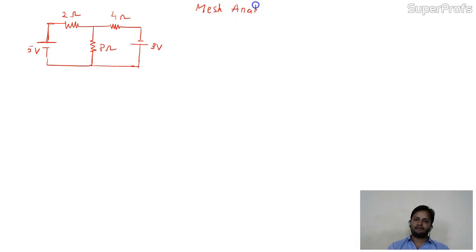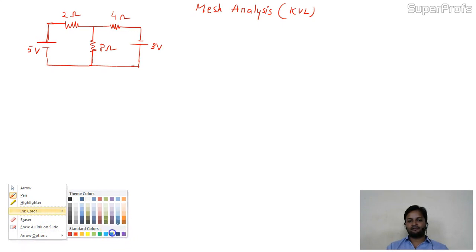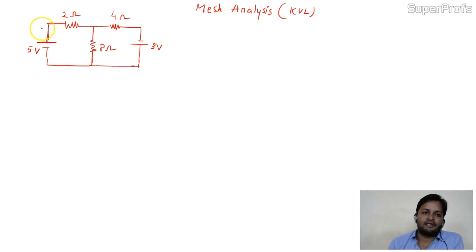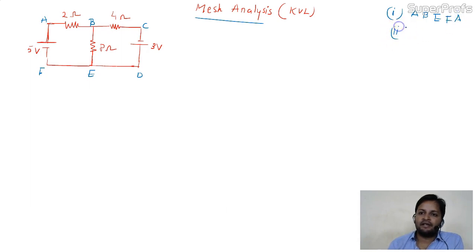Mesh analysis means KVL. I hope it's clear to you how to solve the problems by mesh analysis. As you know, first identify the number of meshes. Yes, we identified A, B. The first step I have done. I have two meshes. The number one mesh is A, B, E, F, A. And the second mesh is B, C, D, E, B. Is it clear to you people?